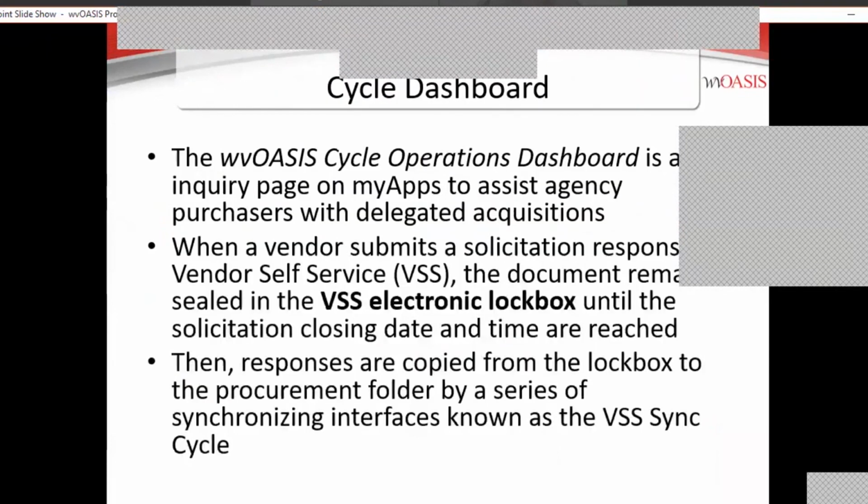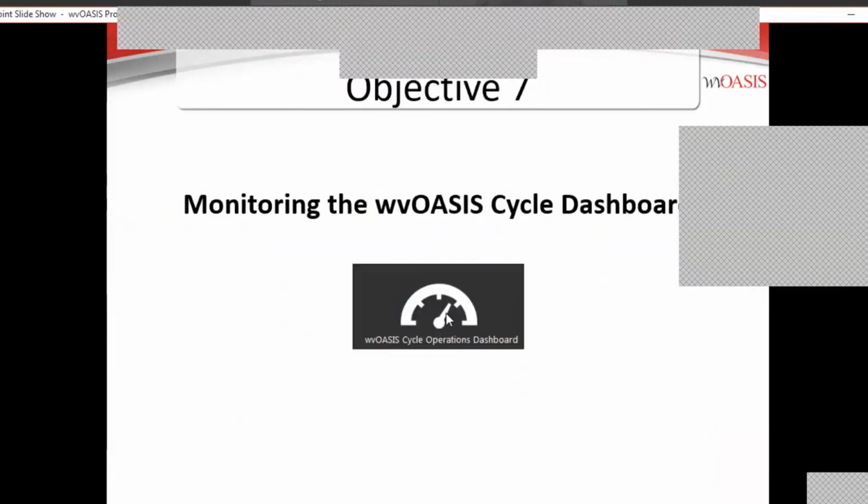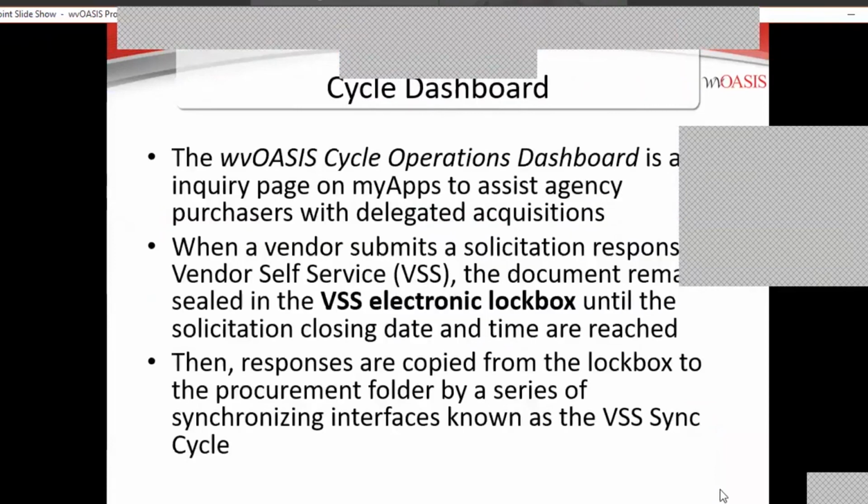Okay, and in the cycle dashboard, I know I've gone over this a million times before. That's this tab that you will see on your My Apps page. You want to make sure you're monitoring that to know when the cycles ended. It runs every hour on the half hour. It synchronizes new solicitation documents that need to go out to VSS and be published. It pushes them out, and any responses from vendors for your bid closing, it brings from that electronic lockbox and puts them in the procurement folder so you can review them and load them to your evaluation document if you're using the EV.